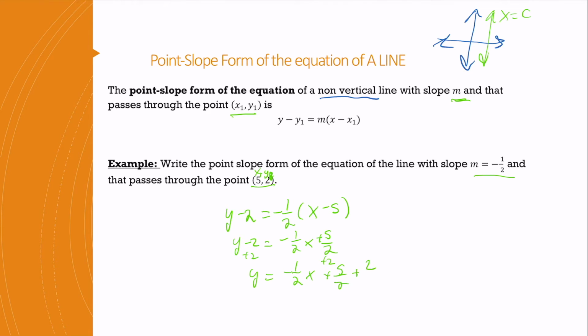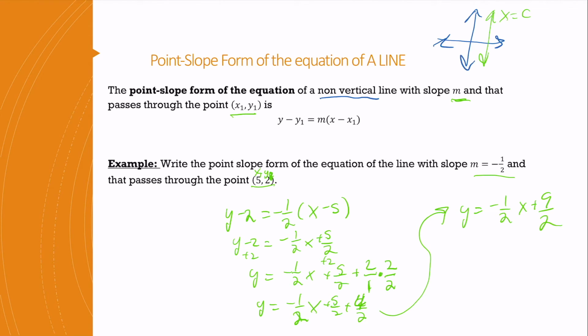Now I need to add these two constants. So I'd write 2 as a fraction over 1. And remember that any number multiplied by 1 is just itself. So I'm going to harness the power of 1 to make these two fractions have the same common denominator. I'm going to multiply our constant by 2 over 2. That gives me y equals -1/2 x plus 5/2 plus 4/2. So our final answer is y equals -1/2 x plus 9/2.